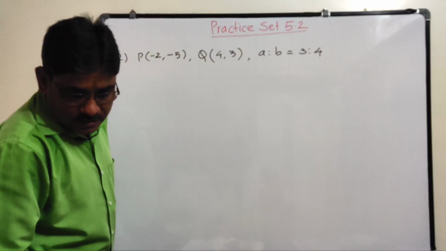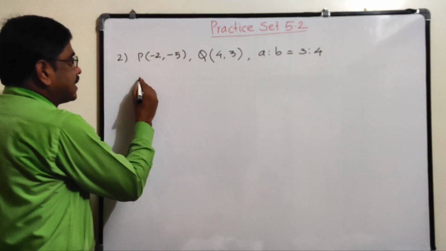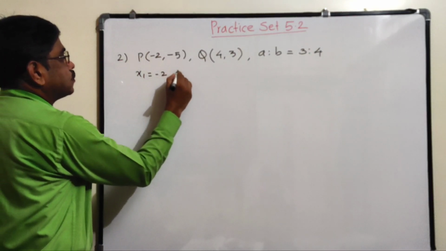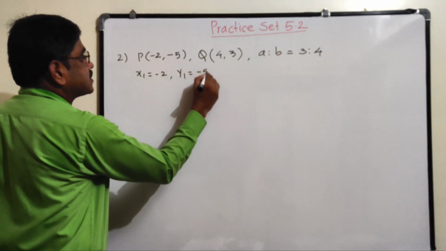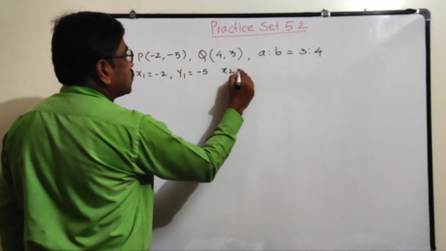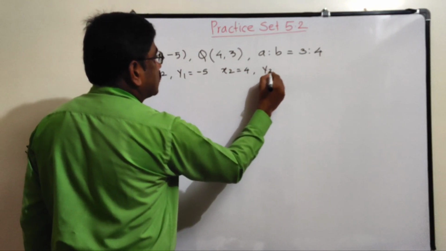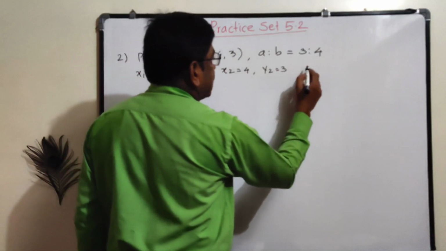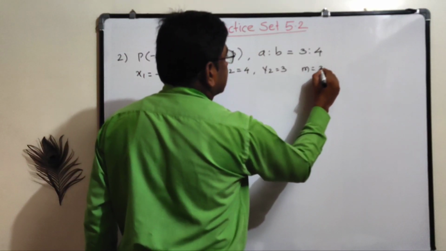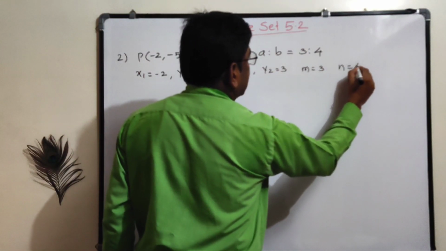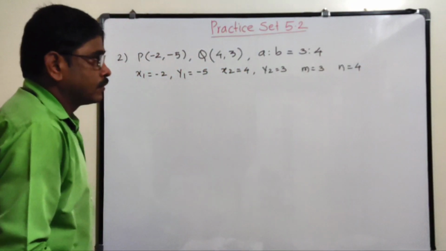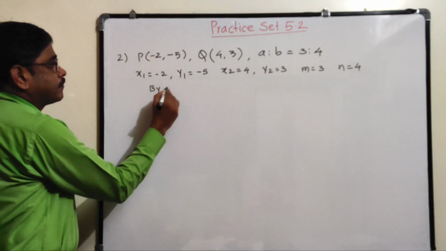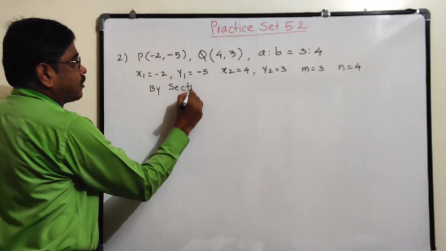So remember this one. Here write the values: x1 is -2, y1 is -5, x2 is 4, and y2 is 3. Here A means m is equal to 3, n is equal to 4. So you write the section formula.